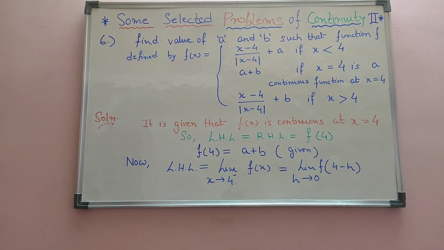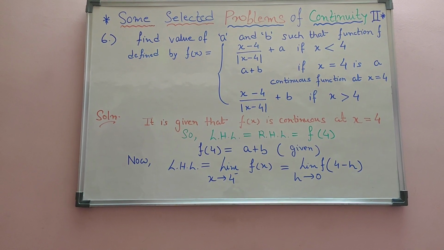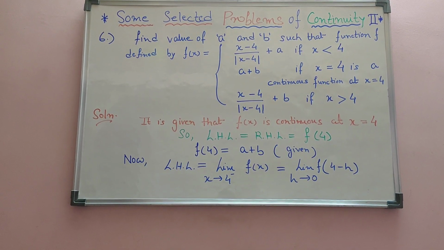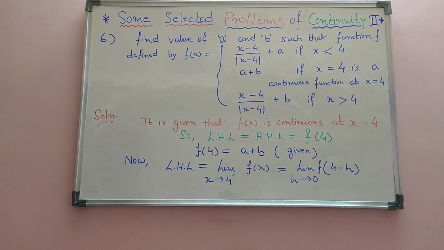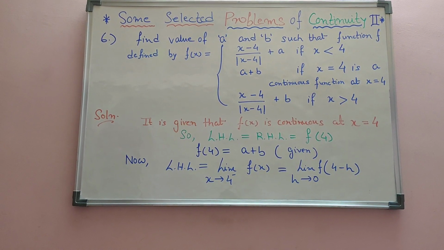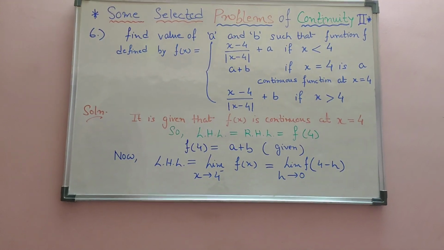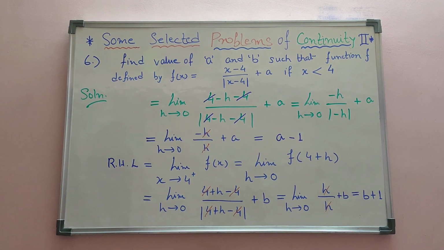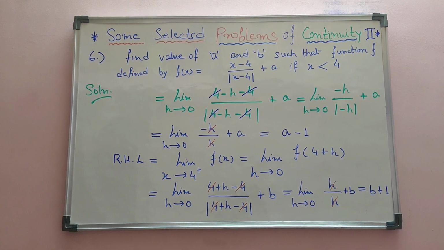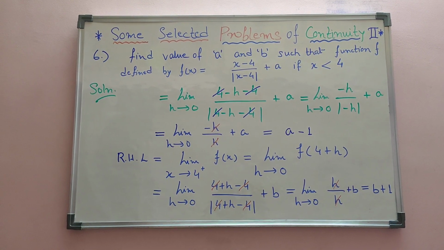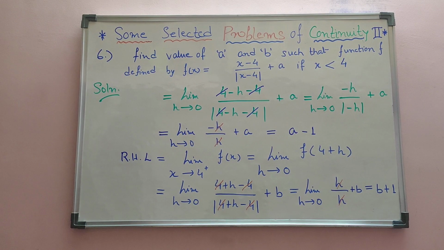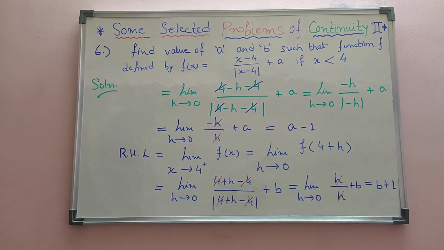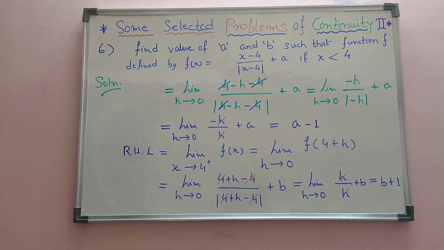Left hand limit equals limit x tends to 4 minus f of x. We will change x to h. So as you know already, it becomes limit h tends to 0 and x replaced by 4 minus h. Next step becomes limit h tends to 0, in place of x 4 minus h. So 4 minus h minus 4 upon mod of 4 minus h minus 4 plus a. 4 minus 4 will be cancelled out in numerator and denominator. It becomes limit h tends to 0, minus h upon mod of minus h, plus a.